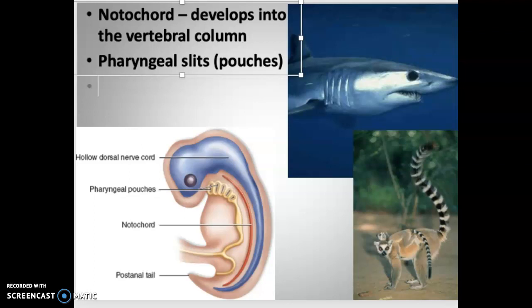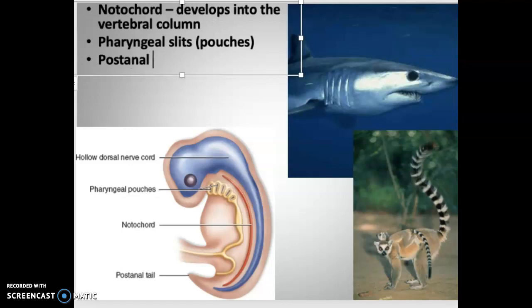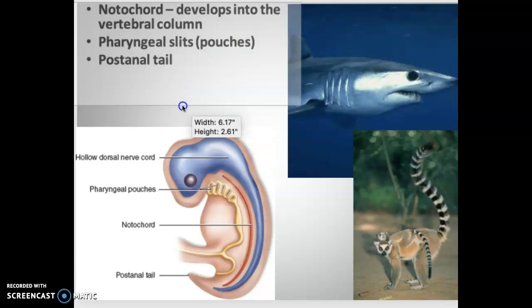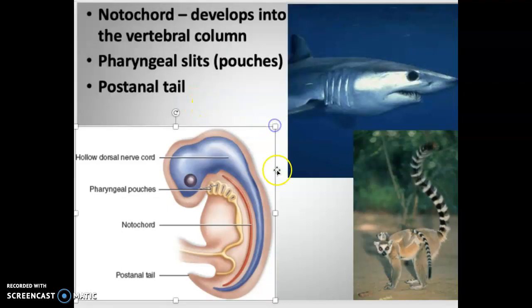And then our fourth structure is a thing called the post-anal tail. Down here, tail. We all have a tail. During embryological development, all members of the phylum have a tail. That tail extends beyond the anus. So here's our little lemur type of primate. There's the tail. There's the anus, post-anal tail.